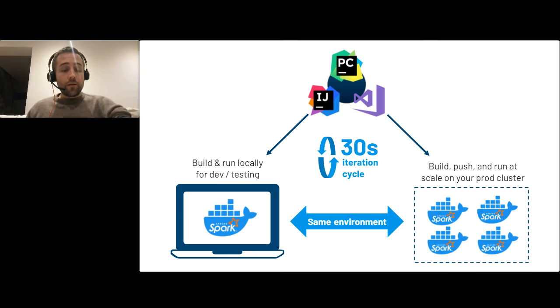And just to give you at a high level what the developer workflow with Docker looks like, but Hudson will actually show it to you later in the demo, is you're going to be maybe developing from your IDE, and then in a single command, you can build and run your Docker image locally, maybe for dev and testing. Or you can actually build a Docker image, push it to a Docker registry, and run that image at scale on your production Kubernetes cluster. And you know that it's going to be the same environment, and you can have like a 30-second iteration cycle, even if you deploy in the cloud at scale. So it's really a game changer.